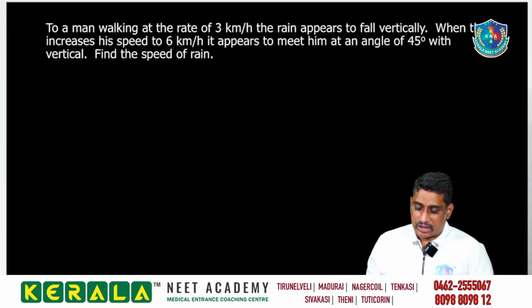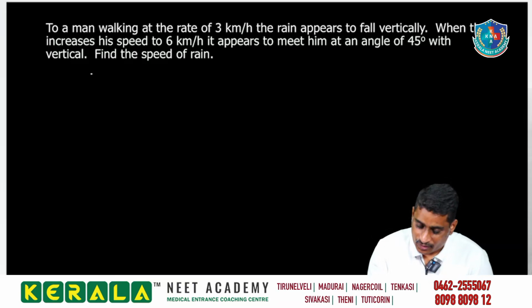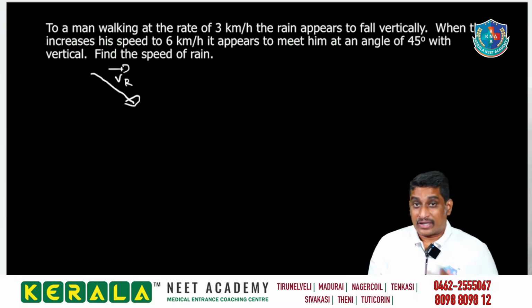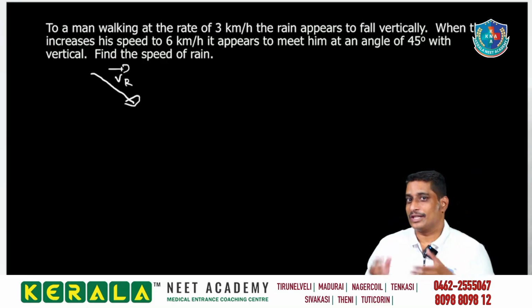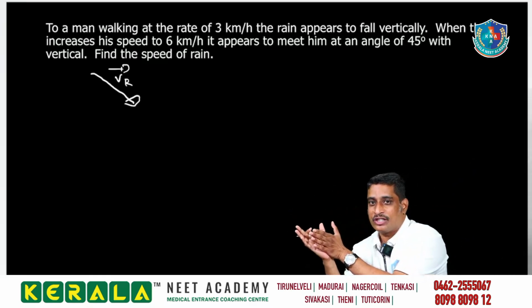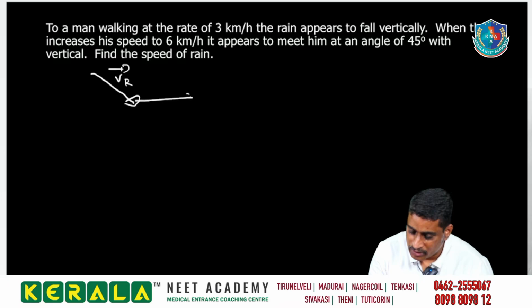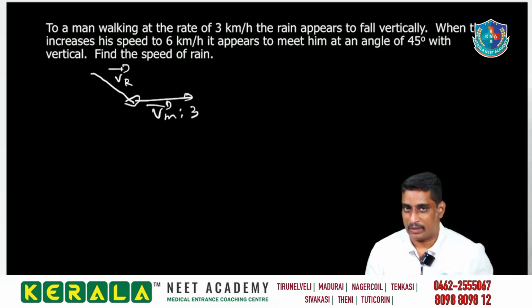Initially, it is not raining actually vertically downwards. It is raining something like this. This is the velocity of the rain, original direction. For the rain to appear to be hitting that man vertically downwards, the man should move in the forward direction. Already we have seen, if the man moves in the forward direction, the rain appears to be tilted away from that part. So in this case, this should be the velocity of the man in the first case, and his speed is given as 3 kmph, 3 units.